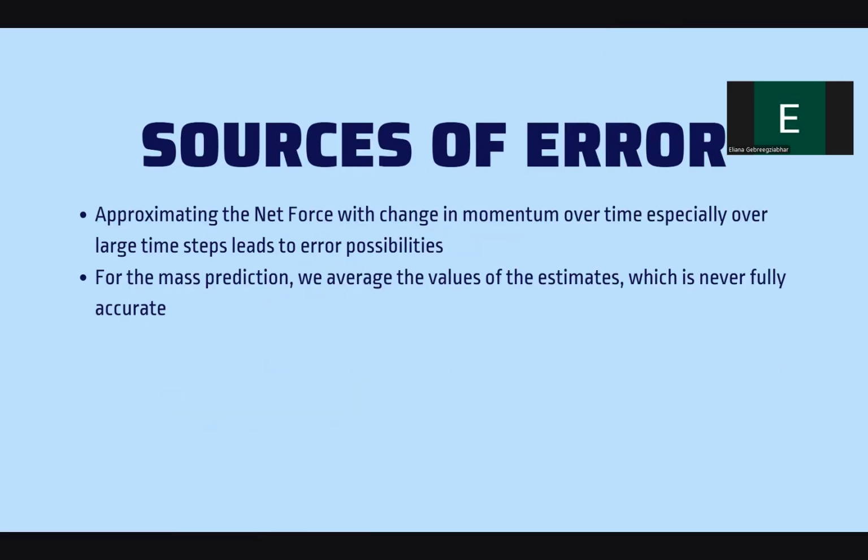Some sources of error could be found in approximating the net force with the change in momentum over time, especially over large time steps, which in this case we were doing one Earth day, which could lead to some errors. And also for the mass prediction, we average the values of the estimates, which is never fully accurate.